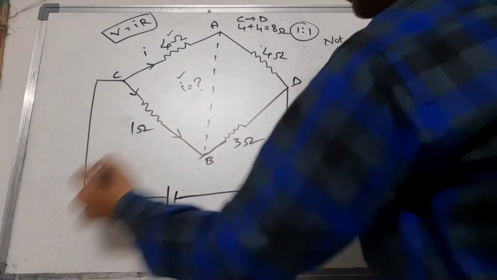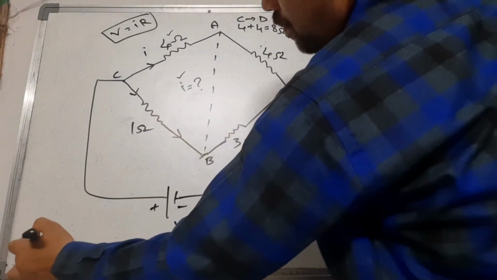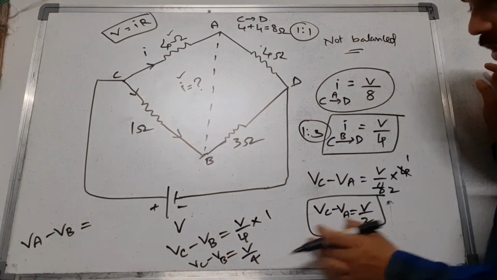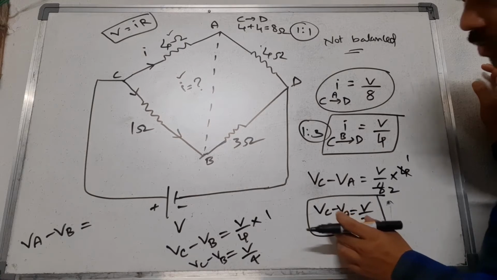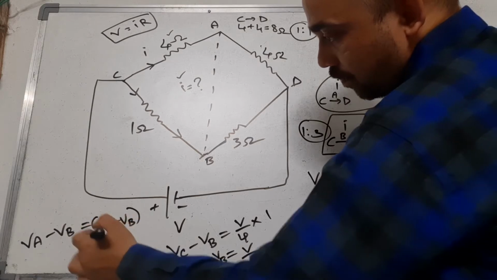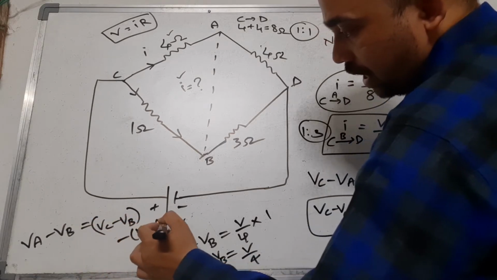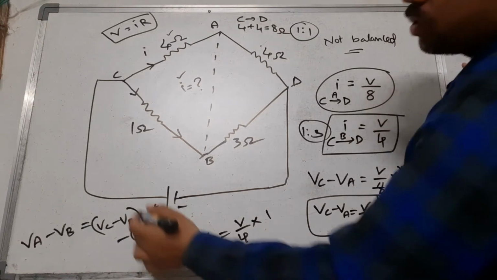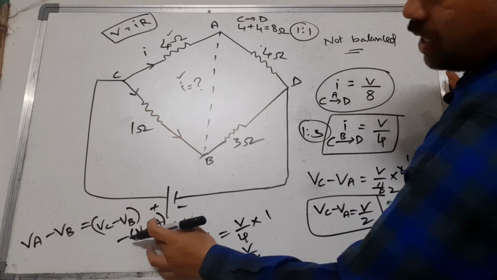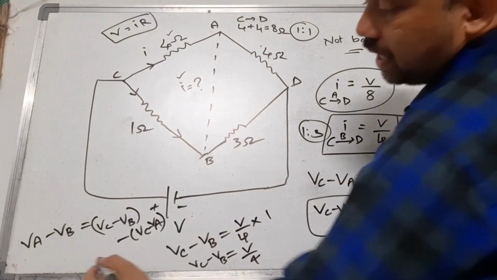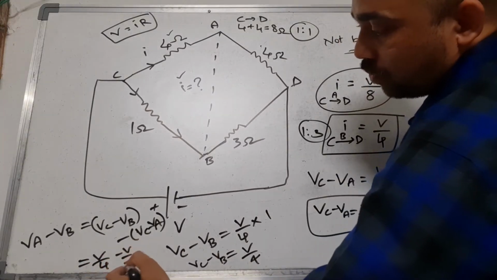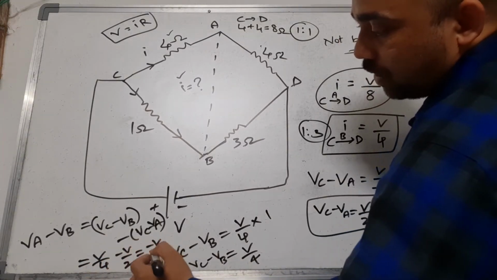Now I want to find out VA minus VB. So from this you have to subtract this. That is VC minus VB minus (VC minus VA). Minus VC will get cancelled, and minus into minus will be plus, so VA minus VB you will get. So VC minus VB is V by 4, minus V by 2, that is equal to minus V by 4.